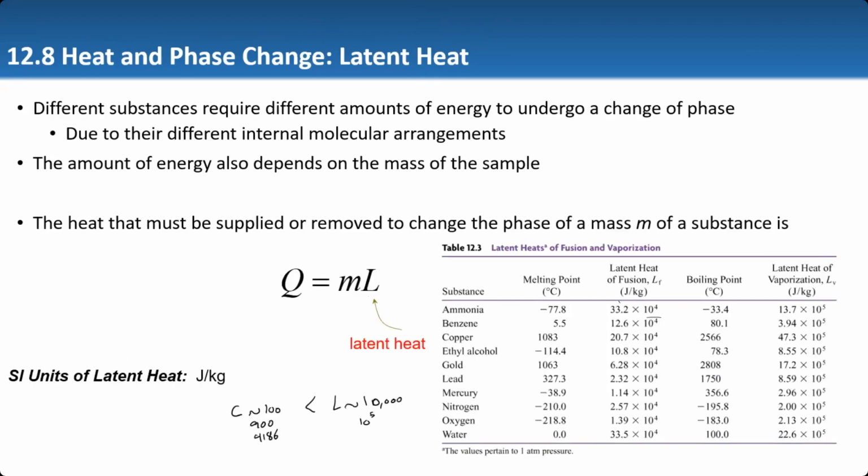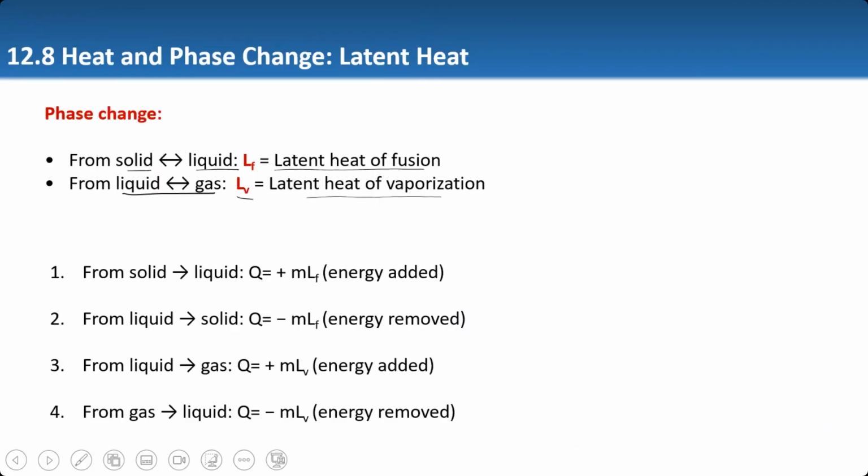Look at the table. So for benzene, let's say, I have the latent heat of fusion here, the latent heat of vaporization here. So I will use according to what phase change I have. If the copper is melting, then I will use the fusion constant. If the copper is vaporizing, I'll use the latent heat of vaporization. And I want you to see if we're going from solid to liquid, then in that case, the material is gaining heat.